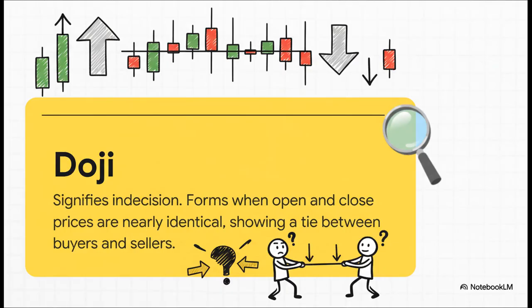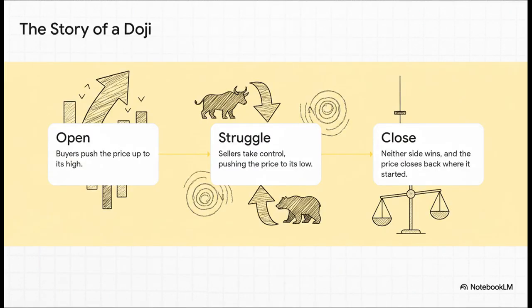This little guy that looks kind of like a cross is called a doji. It happens when a stock opens and closes at almost the exact same price. It's basically the market shrugging its shoulders and saying, we have no idea which way this is going. It's a perfect stalemate, and it can be a huge clue that a turning point is near. So let's quickly walk through the story this one candle is telling us.